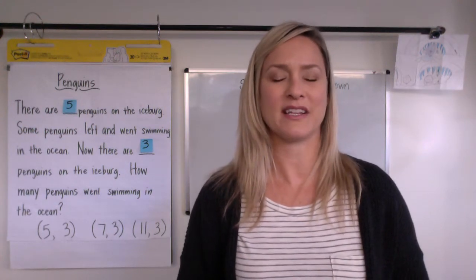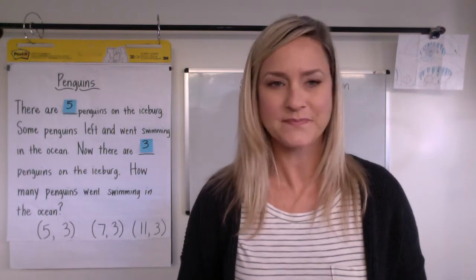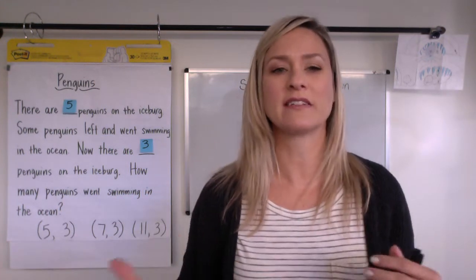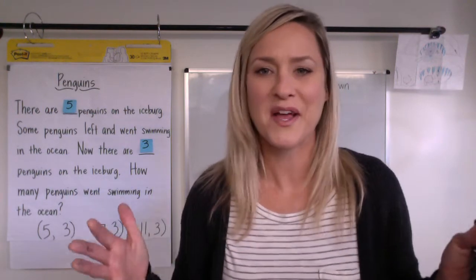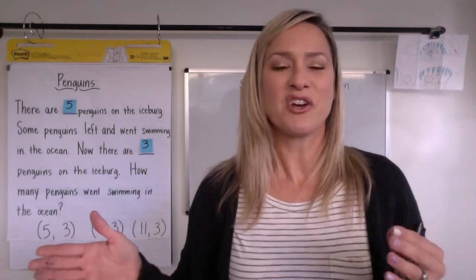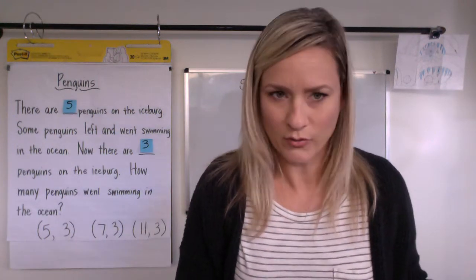All right, so we've got penguins. There were 5 penguins on the iceberg. Some penguins left and went swimming in the ocean. So these are things that your child can imagine, right? They can imagine an iceberg. They've seen a zillion Disney movies that have penguins and icebergs, right? And then they can imagine them diving off the iceberg and going for a swim.